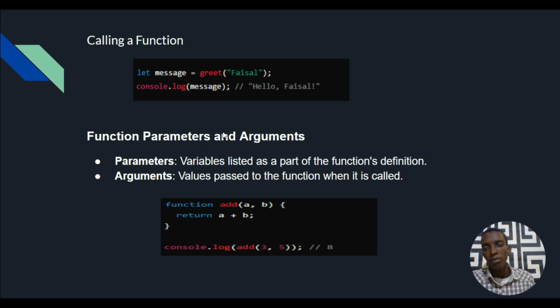Now function parameters and arguments. We have a parameter and an argument. Variables listed as part of the function definition are parameters, whereas arguments are values passed to the function when it's called.